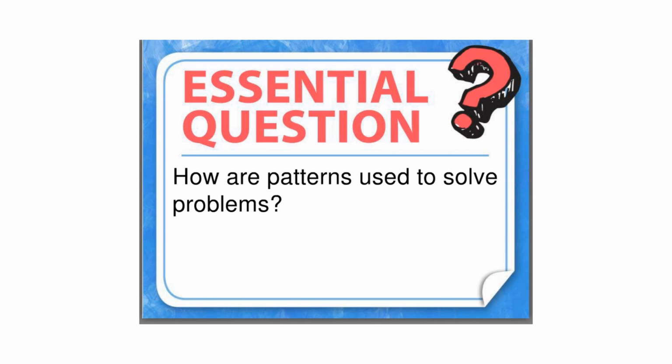So the essential question for chapter 7 is all about patterns. Some of the lessons that we're going to do in this chapter are about looking for a pattern, figuring out what the next number might be in a pattern, or figuring out what the next shape might look like, or how many sides the next figure might have. Those are some of the things that we're going to do in this chapter also.